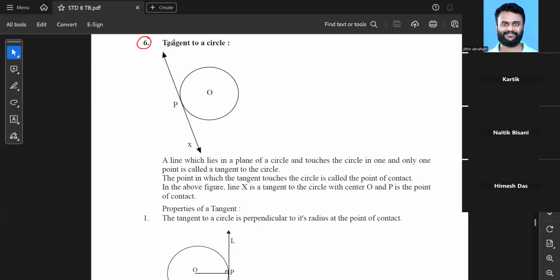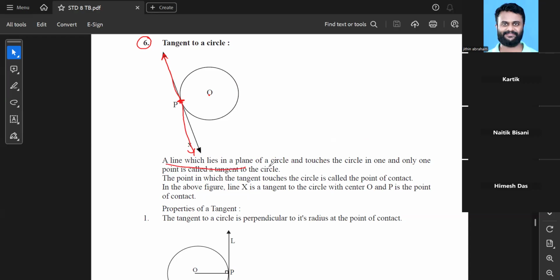Sixth one, tangent to a circle. So what is a tangent? Whenever, as you can see, there is a circle and this is its center and this is the circumference. Let me consider one point on the circumference, and from that one point, if I am drawing a line, that particular line which is touching the circle only at one particular point is called a tangent.